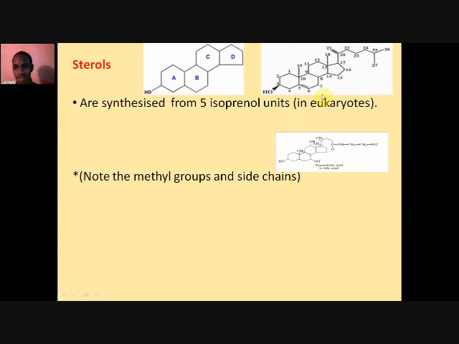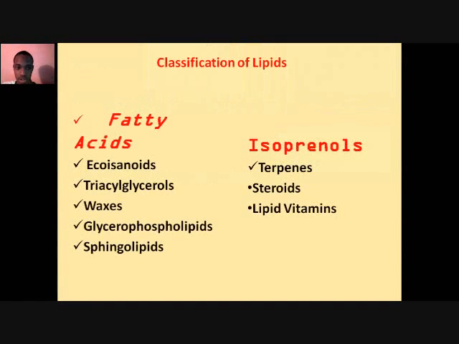Now this is a diagram showing cholesterol. See the general structure here. Most important to realize is that on the 10th and 13th positions you will find methyl groups attached, but in cholesterol on the 17th position, you will find this chain attached. Now steroids are synthesized from 5 isoprenol units in eukaryotes.